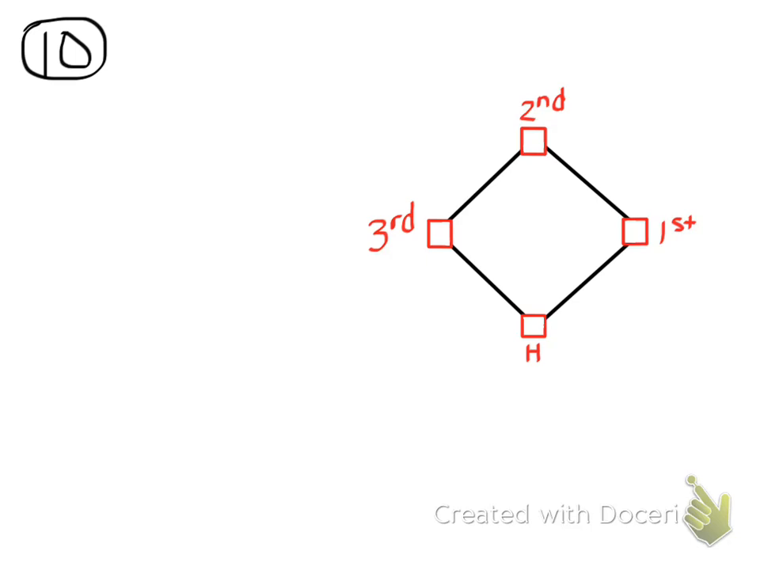Alright, number 10. It says a baseball diamond is a square with sides of 90 feet. So right now, I'm going to go ahead and label the sides of the baseball diamond.